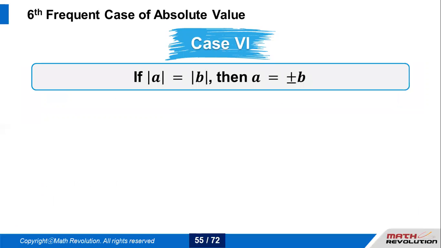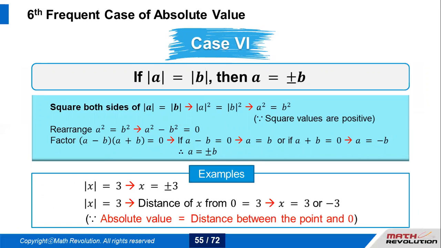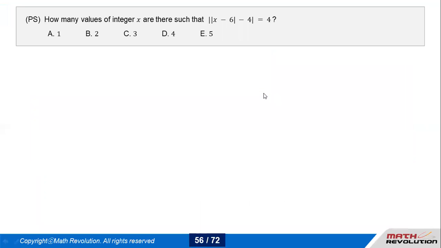Let's see what we have into the sixth frequent property. That is, if your modulus A is equal to modulus B, A can be equal to plus minus of B. Of course, yes, this is a very basic one, but very much applied. So if your mod of A is equal to mod of B, you can square both the sides, you will get A square equals to B square. If you bring in B square on the left hand side, it becomes A square minus B square equals to 0. If you factorize that, you get A minus B times A plus B equals to 0. If your A minus B is equal to 0, A is equal to B. If your A plus B is equal to 0, that means A is equal to minus B. And that is why we say A is equal to plus minus B.